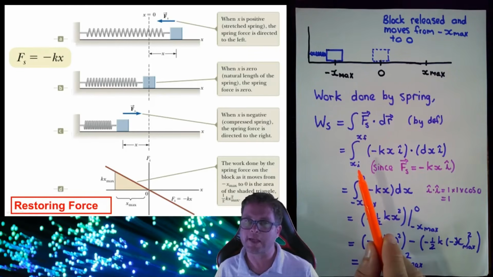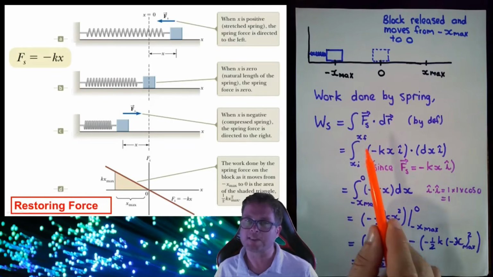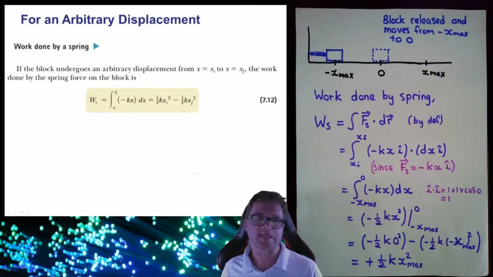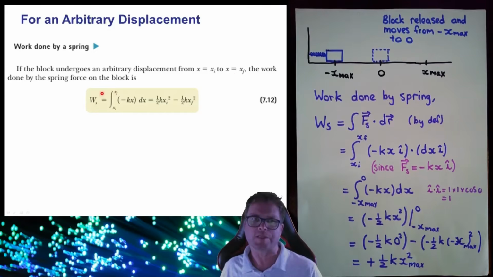We would have taken care to use the precise start and end position of the block, and that in turn would have given us a different solution. This next slide illustrates that fact, where for an arbitrary displacement from position x equals xi to x equals xf, the work done by a spring is given by this expression, where, as I said before, the bounds are now from xi to xf, and we need to integrate this function. Performing the integration in a similar way to what we've just done gives this expression here.